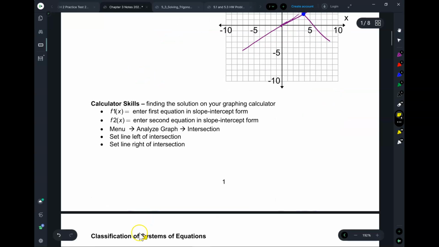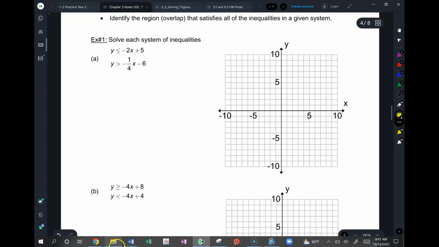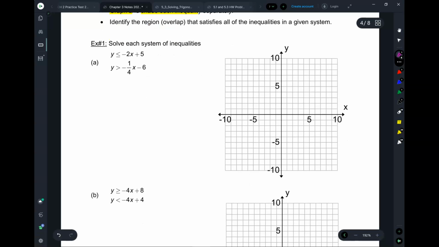We're going to graph the first one, shade, graph the second one, shade. Wherever they overlap, that's the solution, okay? All right, so take a look, and then I'll show you some efficient ways to do it as well, so it's nice and clean.